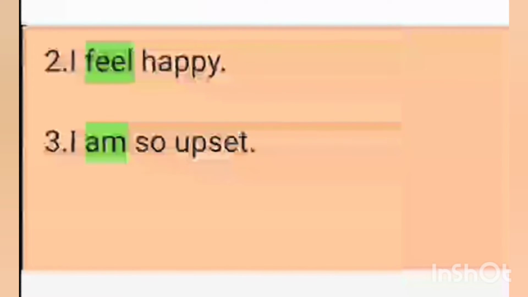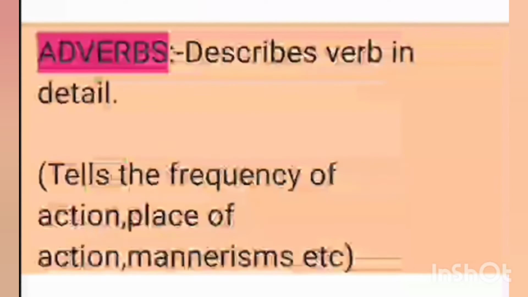Our third example, I am so upset. That is also a state of being and am. Am is an auxiliary verb that is also considered as a verb.